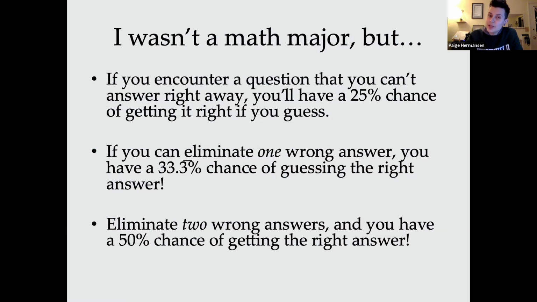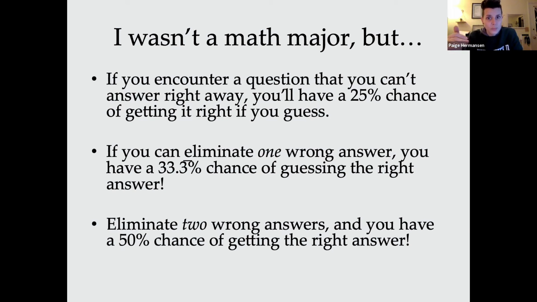And I wasn't a math major, but this I think should check out. If you encounter a question that you can't answer right away, if you can answer it right away, that's great. You don't need the elimination method. But if you can't, then you have a 25% chance of getting it right if you guess, right? Because you have to choose between A, B, C, and D. You have 4 options. If you can eliminate one wrong answer, then you have a 33.3% chance of guessing the right answer, right? If you can eliminate 2 wrong answers, then you now have a 50% chance of getting the right answer.